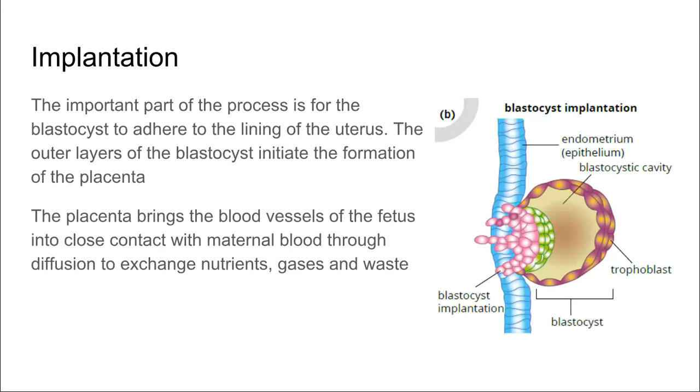Without this implantation, the placenta cannot form, which we know is really important in giving nutrients and gases to the developing fetus, and it also allows nutrients, gases, and waste to be exchanged between the maternal blood. Here we can see in the image this implantation. The blastocyst actually adheres itself to the uterus wall.